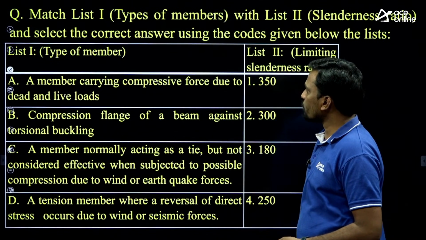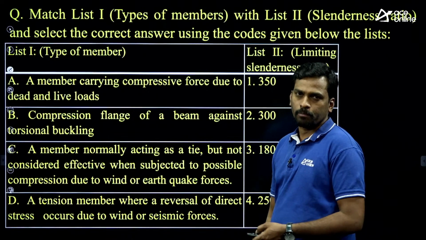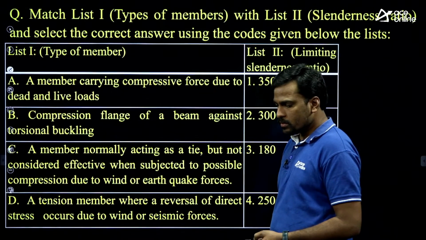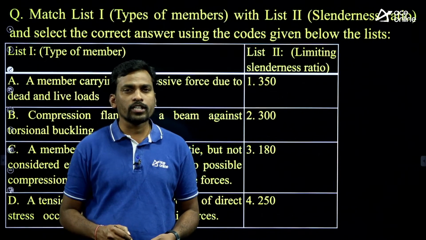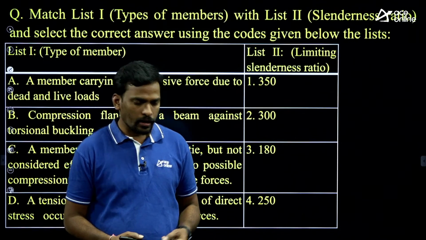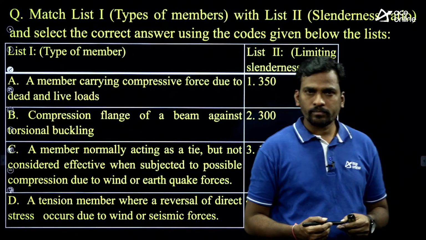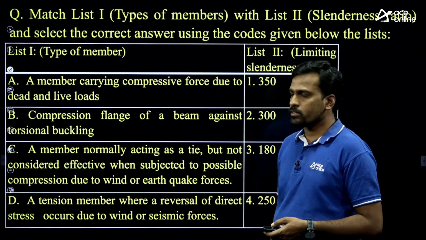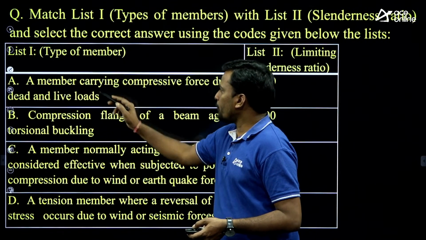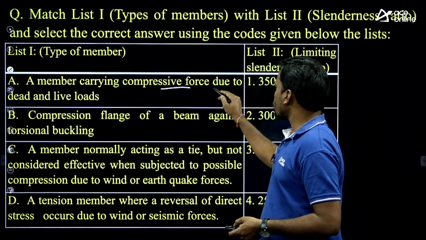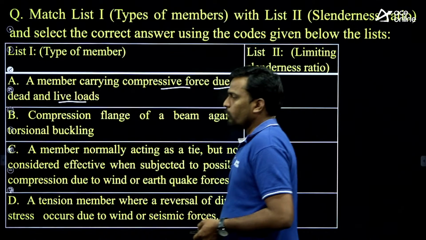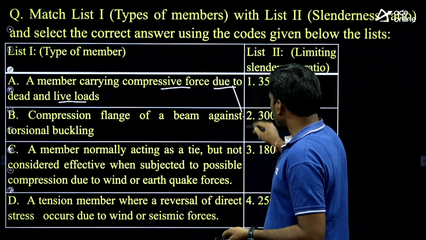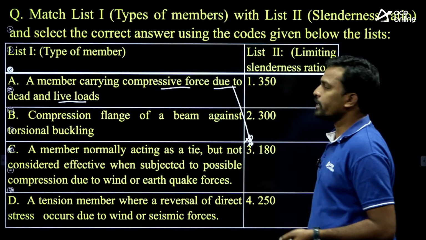This is a question from the compression member chapter, and a very important question. The maximum slenderness ratio values I gave in the tension member chapter and in the compression member chapter, that is due to dead load and live load, or a reversal of stresses due to wind or earthquake load. Now check these values. A member carrying compressive forces due to dead load and live load, live load also called imposed load, this value is 180. Then A3, 180.